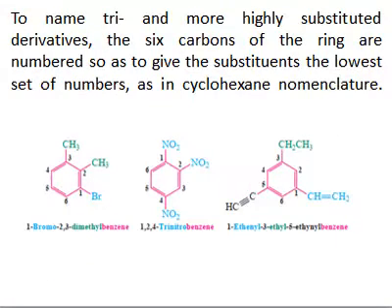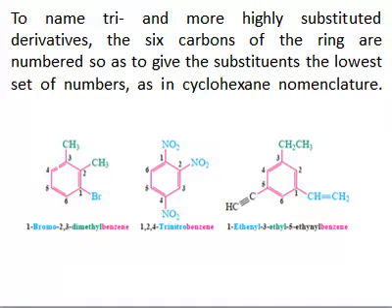Now, if you have a disubstituted benzene or more highly substituted benzene, then the simplest rule is that the numbering of the ring should be done in such a way that all of the substituents get the lowest number. For example, here you can see we have 3 substituents, so we can start the numbering from 1, 2, 3, 4, 5. In this case, one substituent is getting number 1 and the other is getting number 5. But if we number from 1 to 3, all of the substituents are getting the lowest numbers.